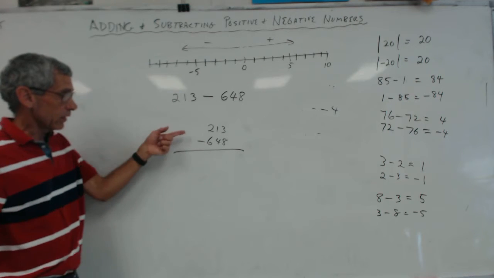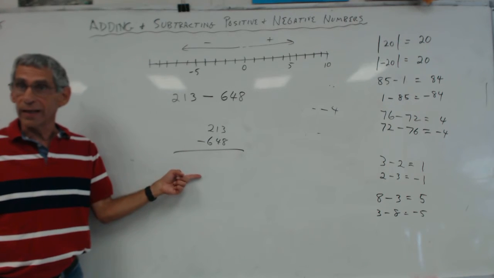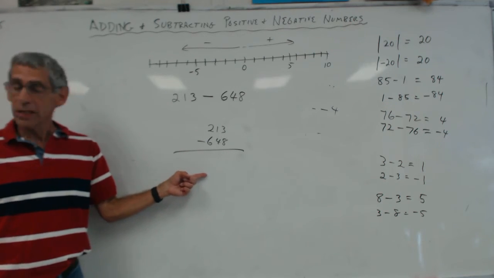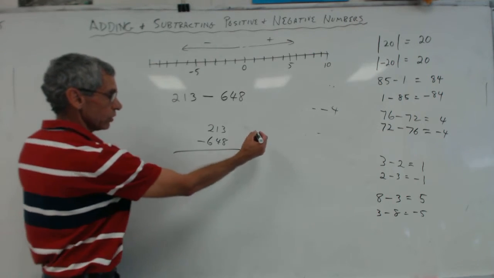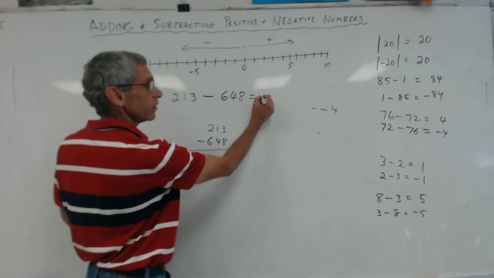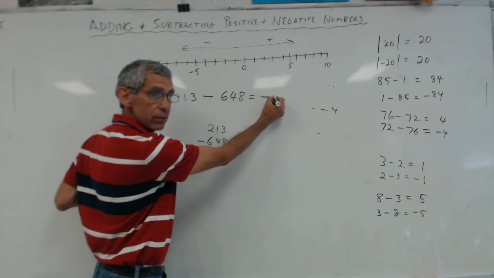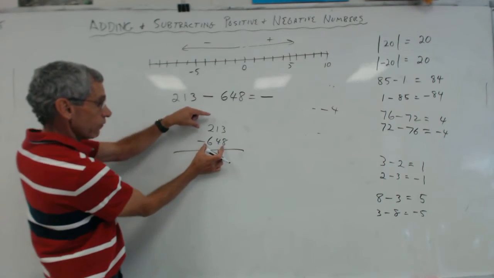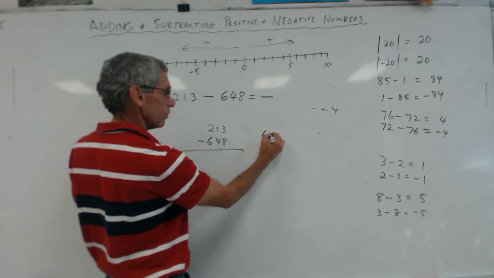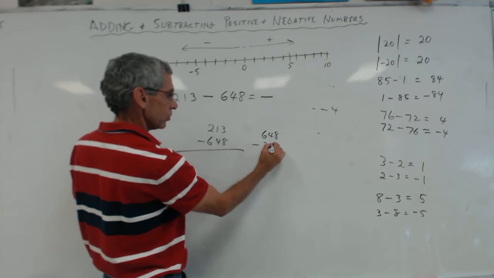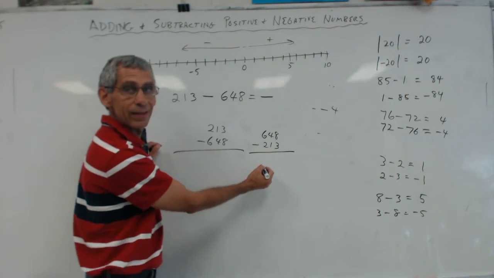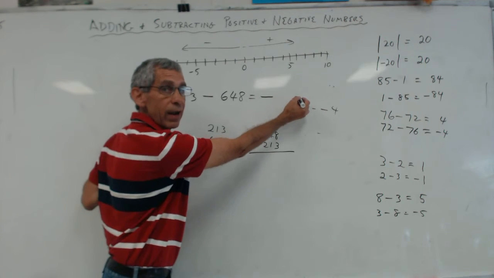Can you guys agree with me that the answer is going to be negative? Sit down please, I asked you to sit down. It's got to be negative. So I'm going to put equals and put a negative. Then I'm going to just flip this and say 648 minus 213. Then I get my answer, and I can put it right here after the minus sign.